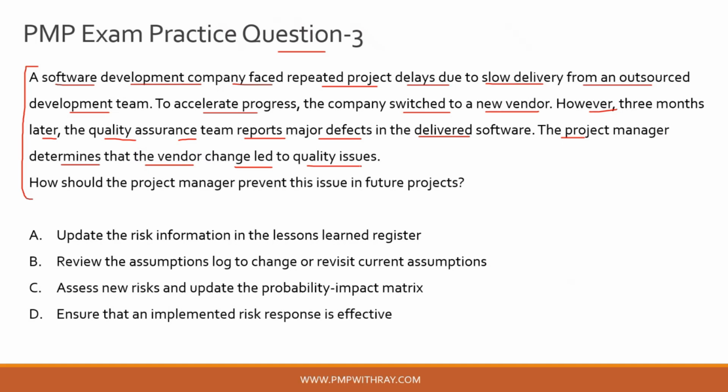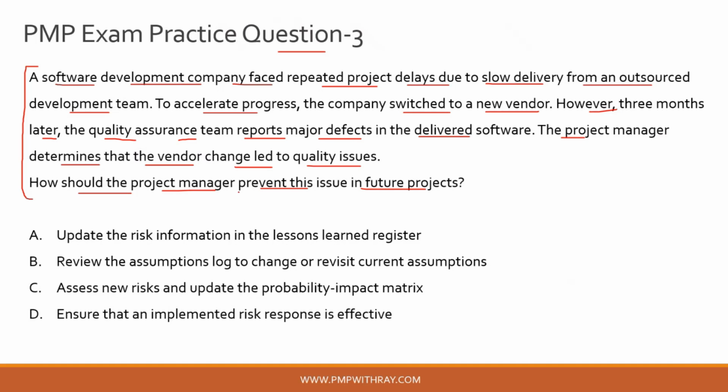Okay, as we were expecting, this change of contractor or change of supplier from, let's say, S1 to S2 probably led to an improvement in the schedule, but the quality suffered a lot. So how should the project manager prevent this issue in future projects? Let's look at the options one by one.